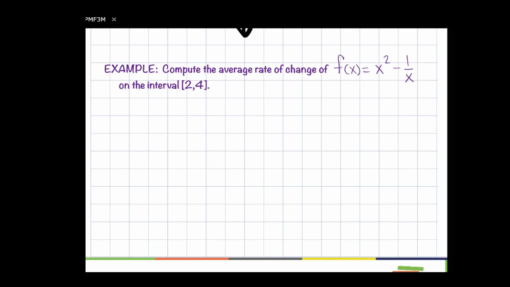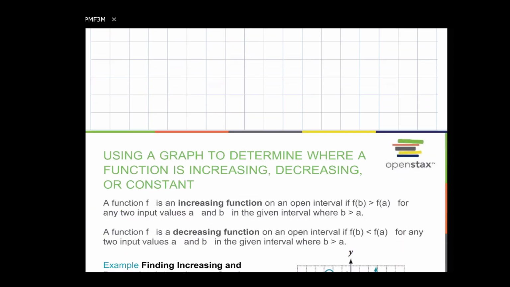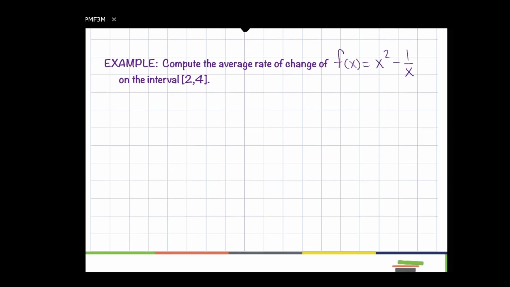All right, so compute the average rate of change of f of x equals x squared minus 1 over x on the interval 2 to 4. In this case, we don't have a graph drawn, so we need to figure out what those points are. This is kind of an extra step. Basically we want to find the value of the function at 2, and the value of the function at 4.